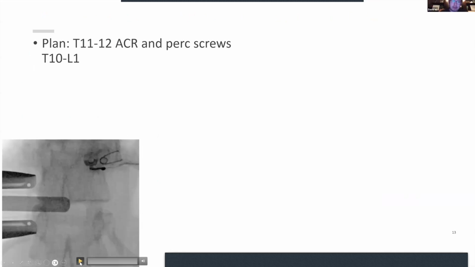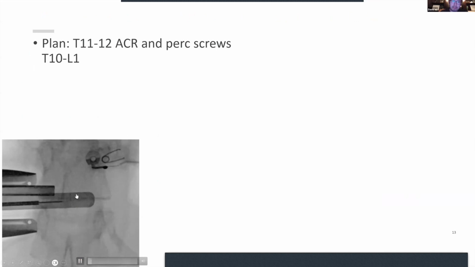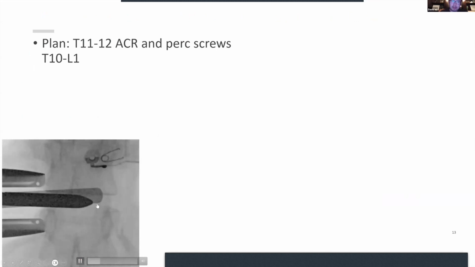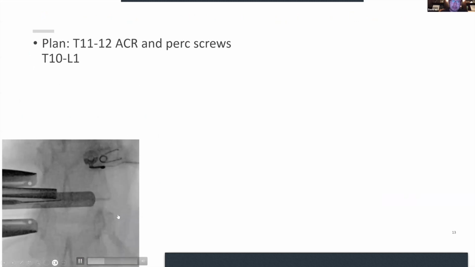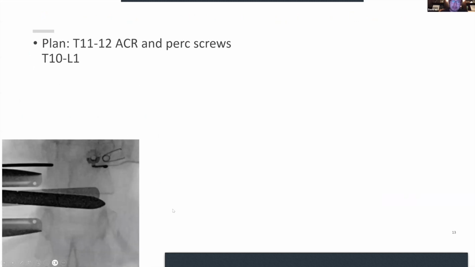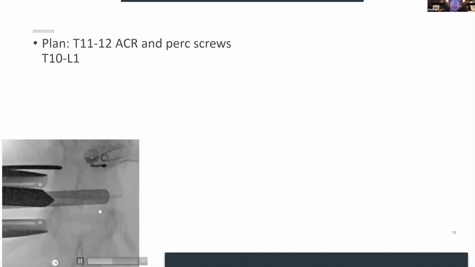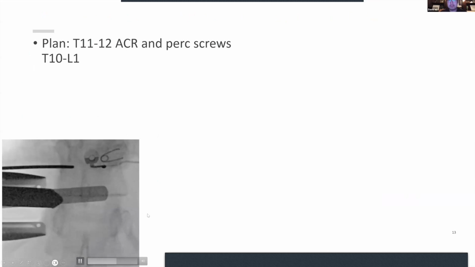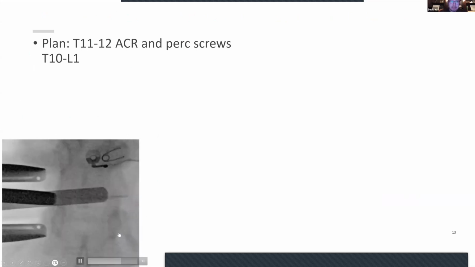Here's the typical ACR workflow. This low anterior blade, scalpel, we cut it, cob it, and then trials to pop open the space, bigger trials, even bigger trials, and then box cutter.